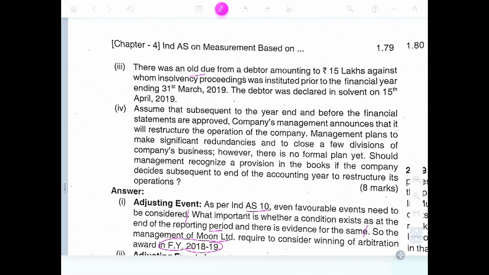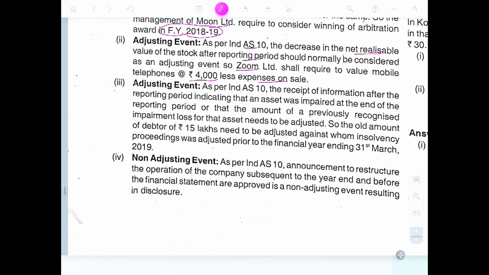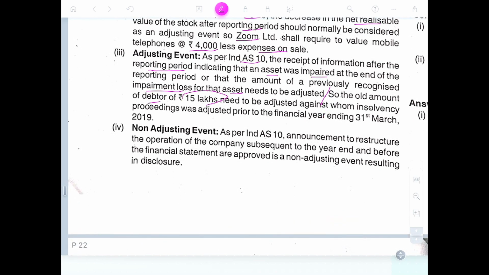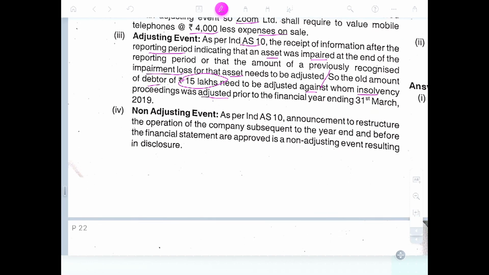There are old dues from debtors amounting to 15 lakhs against whom insolvency proceedings were instituted prior to the financial year ended 31st March. The debtor was declared insolvent on 15th April. Adjusting event. As per AS 10, the receipt of information after the reporting period indicating that an asset was impaired at the end of the reporting period, and the amount of previously recognized impairment loss for the asset needs to be adjusted. So the old dues of 15 lakhs need to be adjusted, as the insolvency proceeding is an adjusting event for the financial year ended 31st March 2019.